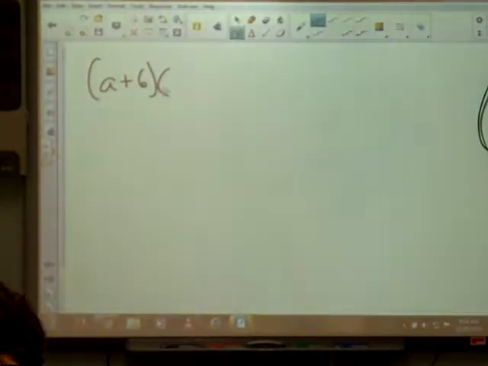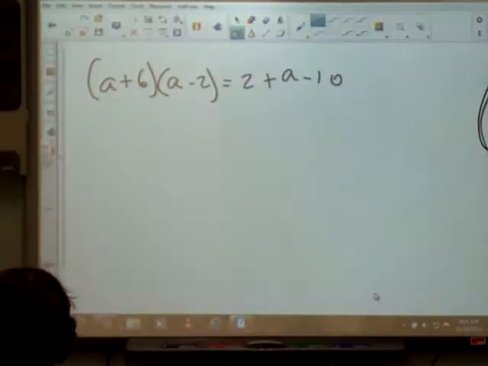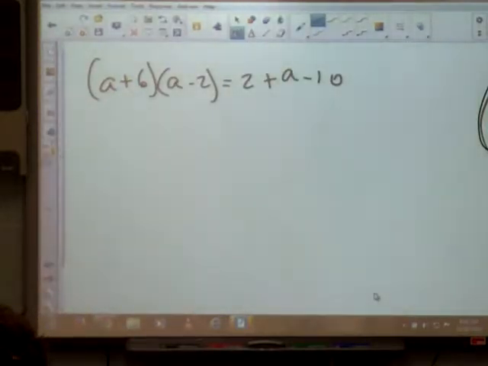A plus 6 times A minus 2 equals 2 plus A minus 10. Alright, this one we've got the quantity of A plus 6 times A minus 2 is equal to 2 plus A minus 10. The dilemma on this is it's not in standard form. Remember I told you we needed to be in standard form, ax squared plus bx plus c, equal to 0, but I can't set that equal to 0 when it's like that.